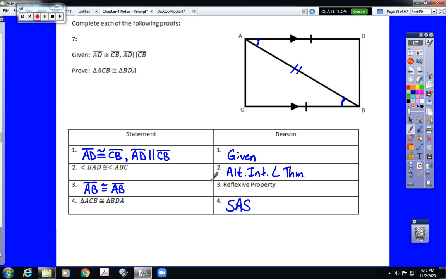On to the next proof. And again, you should pause the video and try the proof and then watch the video to see if you got it right. Okay? Pause the video, try the proof, unpause the video, see if you got it right.